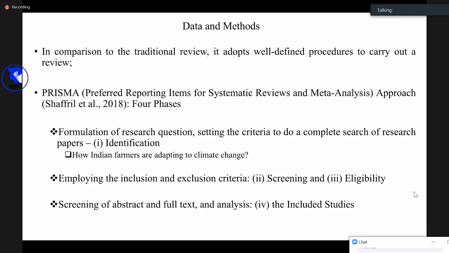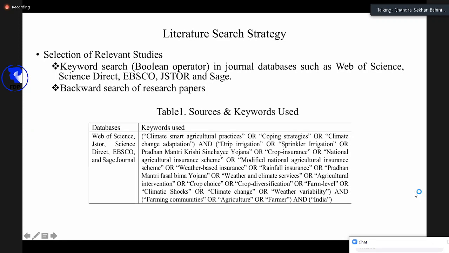Given that research question, I have identified a few keywords. I have used the Boolean operators AND and OR. The keywords I've used are climate smart agriculture practices, coping strategies, climate change adaptation. There are many keywords; the research question will tell you which ones to use.